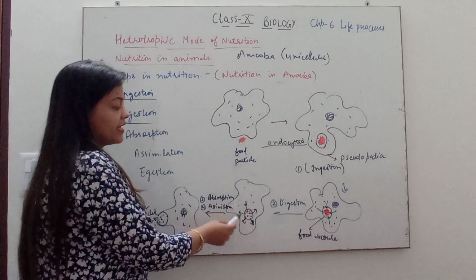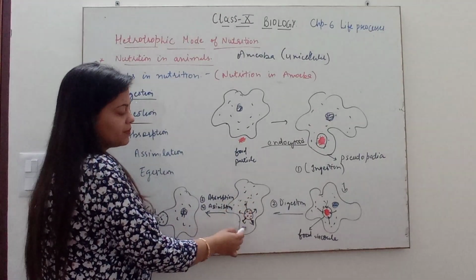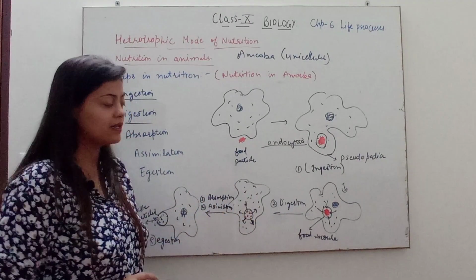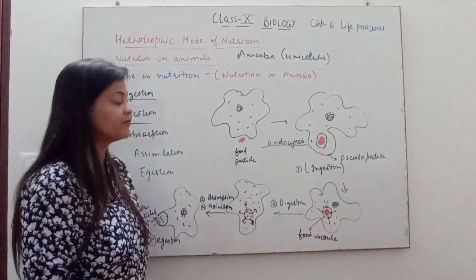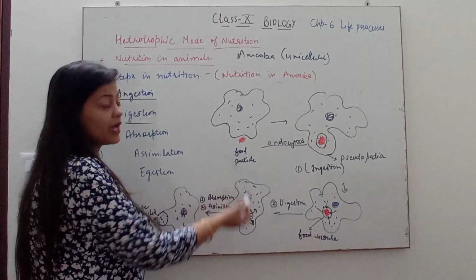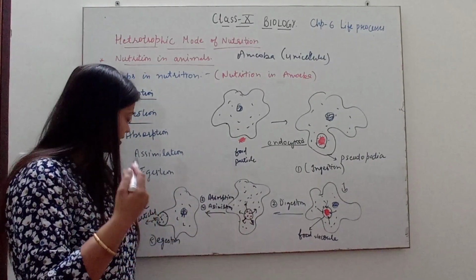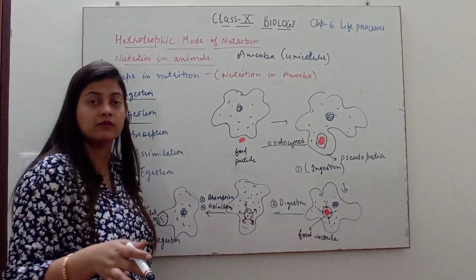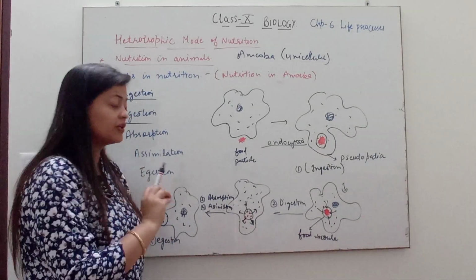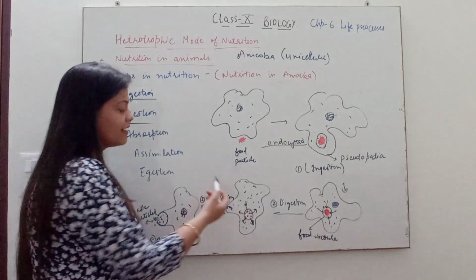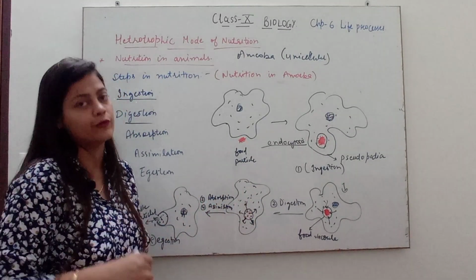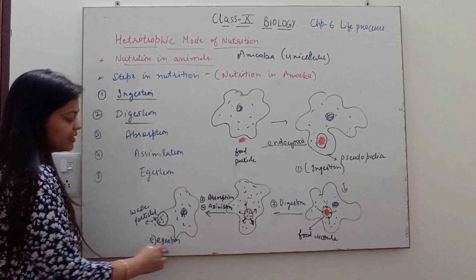Okay, and then after release of nutrients into the amoeba, wherever they are required by the cell, they will be utilized by the body for performing various activities, because it also has to perform all the activities like absorption, excretion, reproduction, everything. For all these activities it requires energy, and for that it has to absorb food and utilize it. And the fifth step will be egestion.